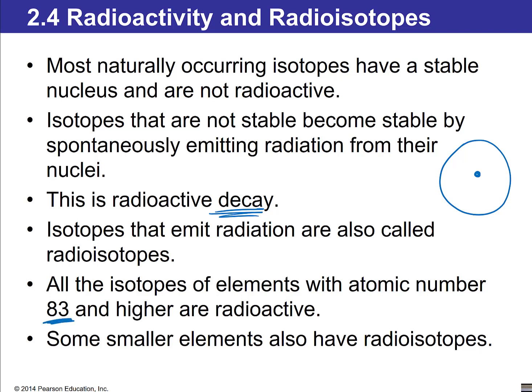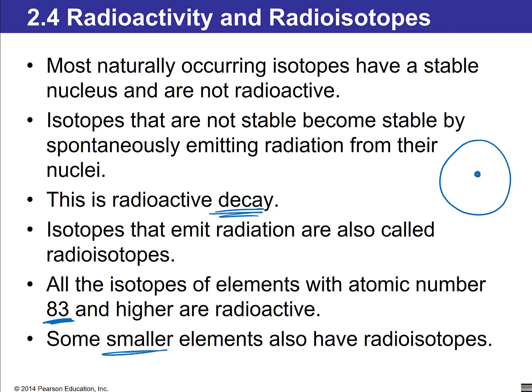All isotopes of elements that are 83 and higher. So if you look on the periodic table, Bi, which is bismuth, is next to the last in the big block. From there, greater, all of those have radioactive forms because they all have so many neutrons. They're so large in size that they are constantly trying to break down, become smaller, become more stable. But there are some smaller elements.